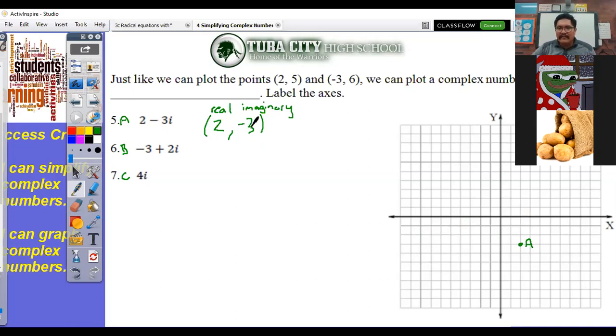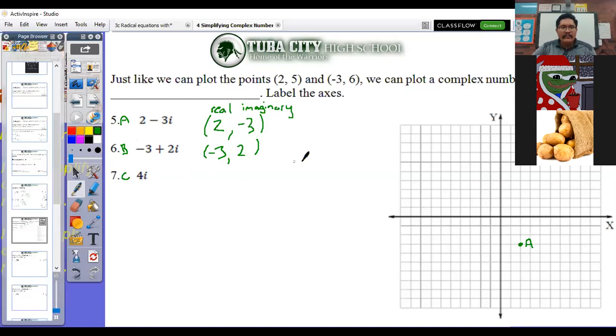All right, so that takes care of that one. Let's go ahead and do this one here. So for B, let's get our real number, which is -3. And again, the signs go with the numbers. And plus 2i, so oopsie, messed that up a little bit. 2, so go back 3, up 2. That would be B. And there we go. That's it for that one.